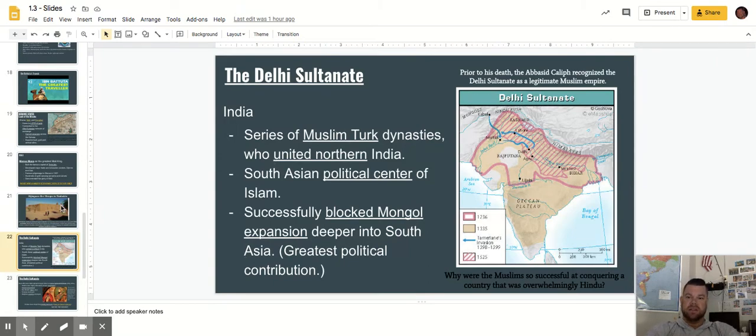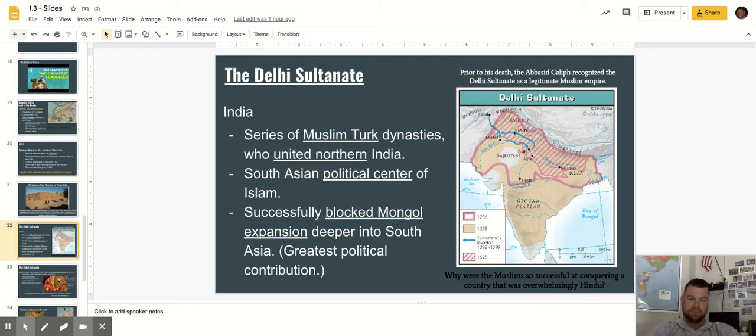Last but not least, we're going to talk about India with the Delhi Sultanate. India, as many of you know or should know, is a majority Hindu country. The question that I ask here for you is, why were Muslims so successful in conquering a country that was overwhelmingly Hindu? And if you take a second to think about it and use what you might or might not know about India today, it actually becomes pretty simple. How does this 10% minority conquer 90%?